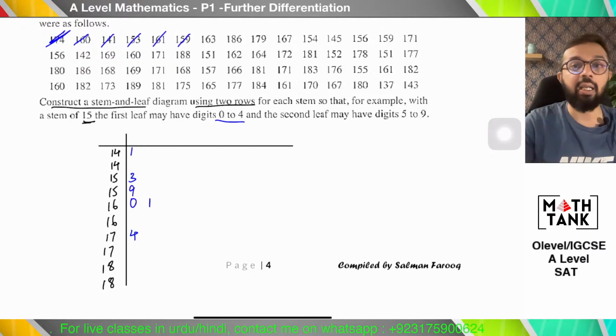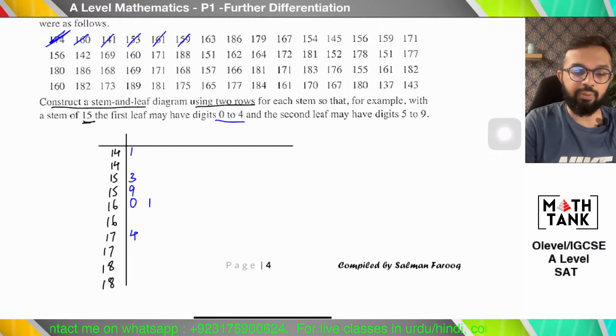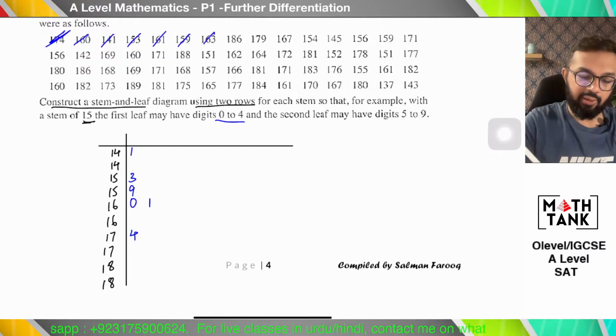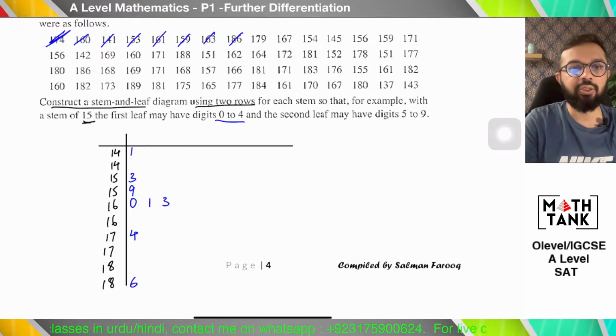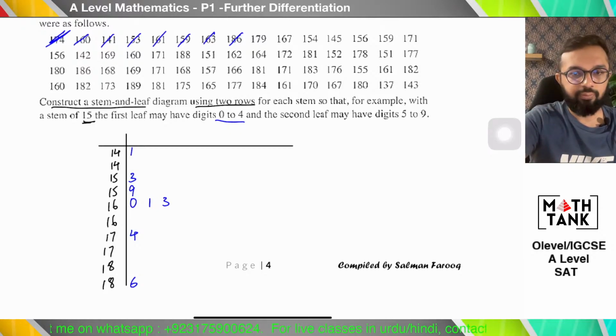159 would go into the second 15 stem. Why? Because the second is from 155 to 159. Then 163 is also going to go here. 186 goes into the last one. Okay, so I hope you understand what I'm trying to do. Again, I can do it directly in ascending order. That's my call. So you can go ahead and do that.